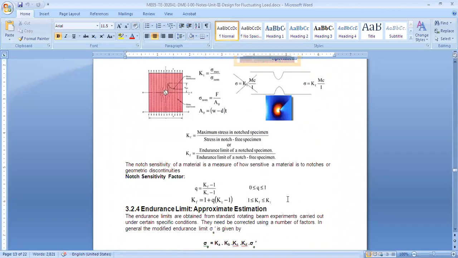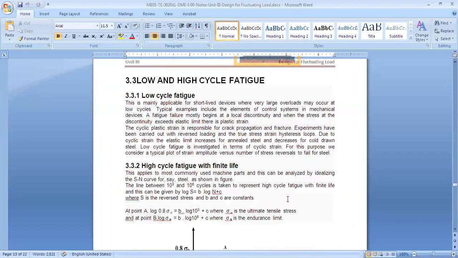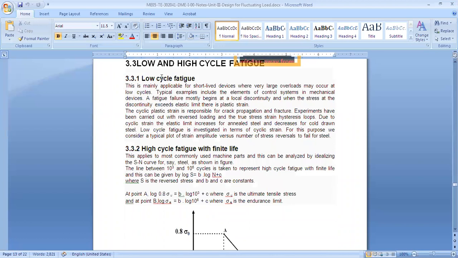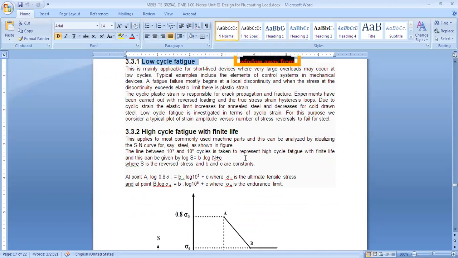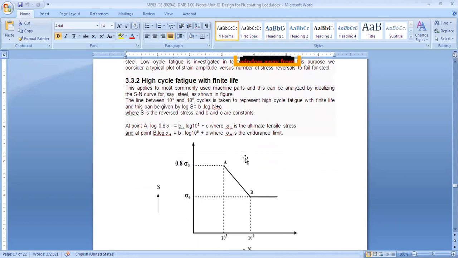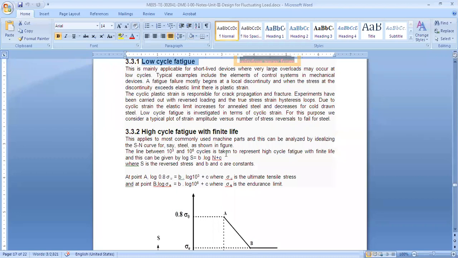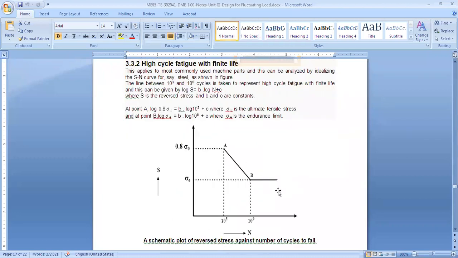Okay. So let's talk about it now. Since we have talked about the SN curve, we know what low cycle fatigue is. Low cycle fatigue is failure of your sample below 10 raised to 3. Anything which fails below 10 raised to 3 is called low cycle fatigue. Between 10 raised to 3 and 10 raised to 6, it is high cycle fatigue. Okay, so this is how we plot the graph.